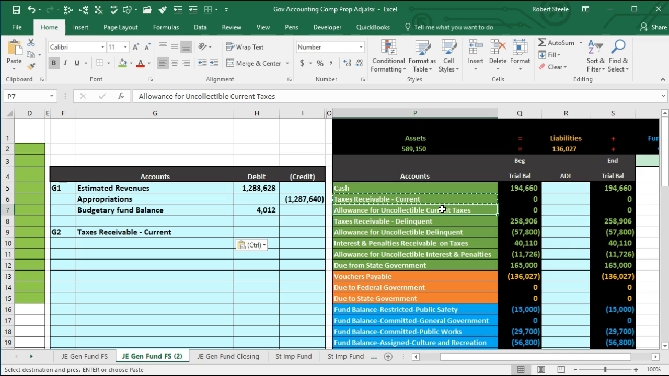This is going to be a contra account, just like it is for a for-profit organization, meaning it's an asset with a credit balance. We need to make it go up, so we're going to credit it. So I'm going to copy that. We're going to put that underneath.